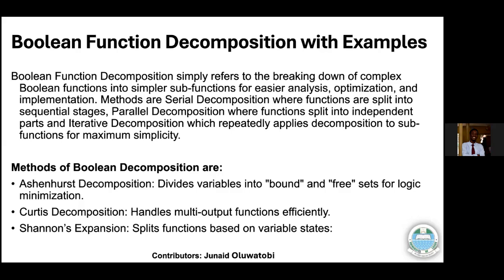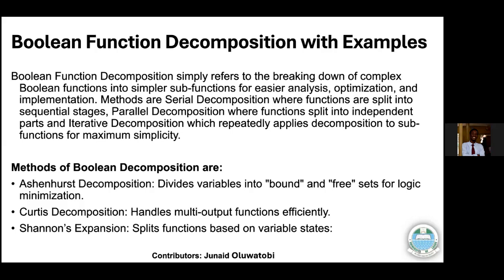Methods of Boolean function decomposition are serial decomposition, where functions are split into sequential stages. That is, you are simplifying sections of that function one at a time. Another method is parallel decomposition, where functions are split into different parts and are acted upon immediately. Then you have iterative decomposition, where you break down the complex functions as you keep going on and on. It's repeated, and it's for maximum simplicity.